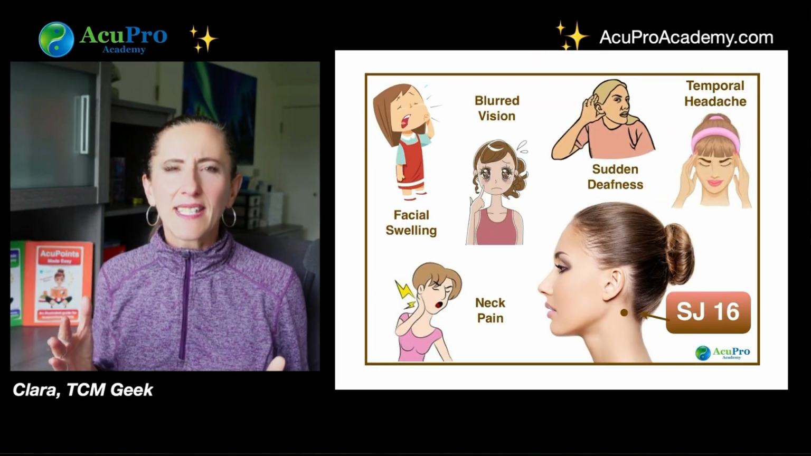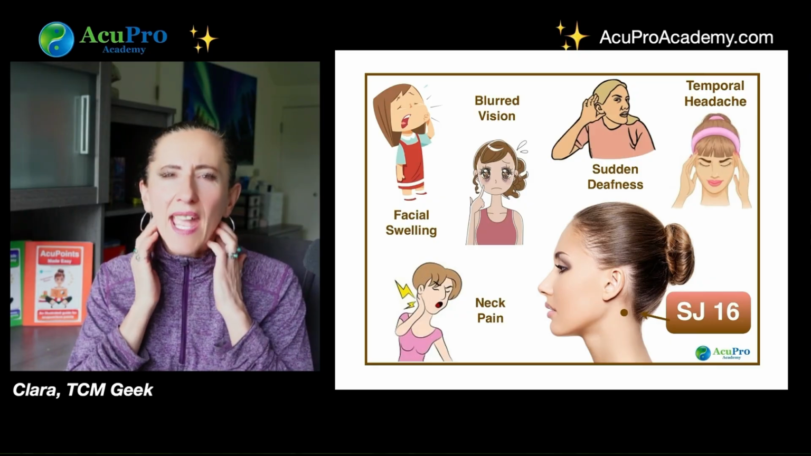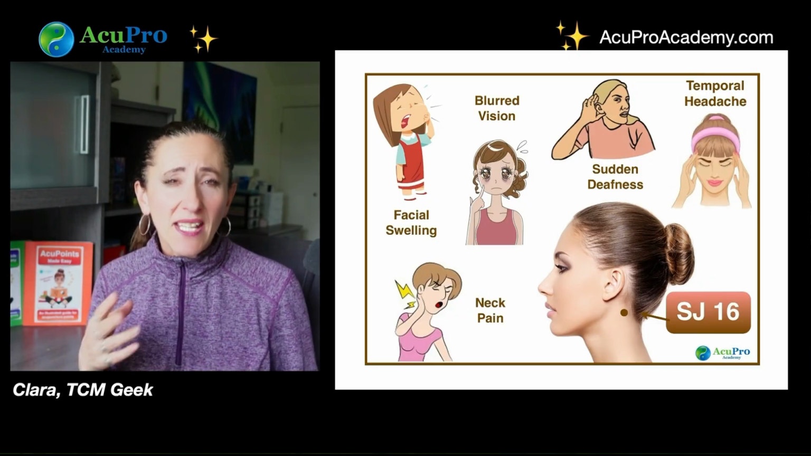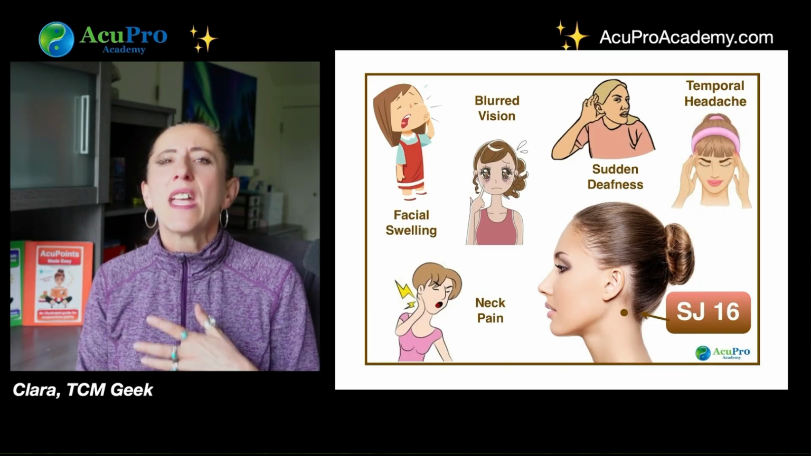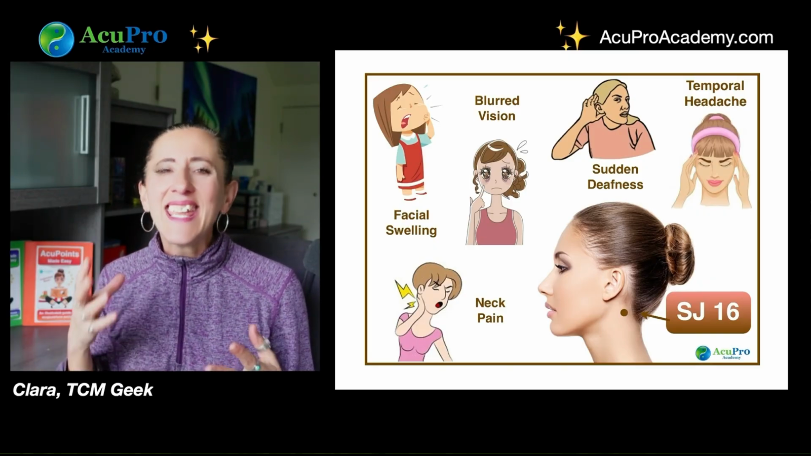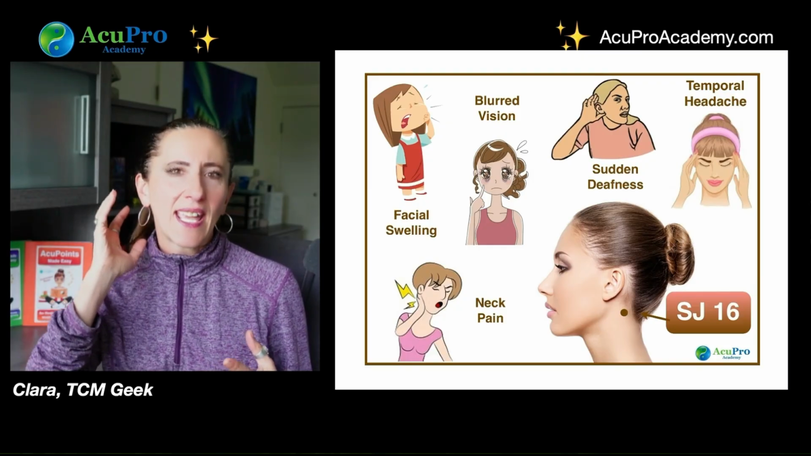San Jiao 16 reduces swelling at the neck, the lymph nodes, or the cheeks. So it's really good, again, that dampness that the San Jiao is really good with. It really tries to clear that excess dampness that happens in the upper part of the neck and face.